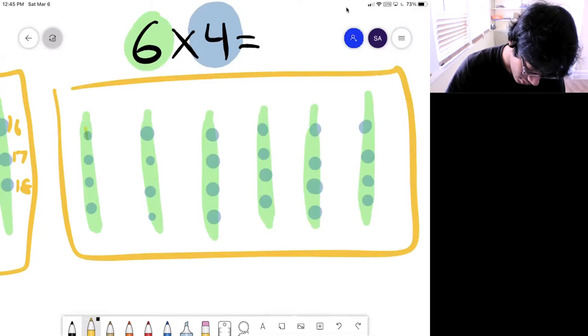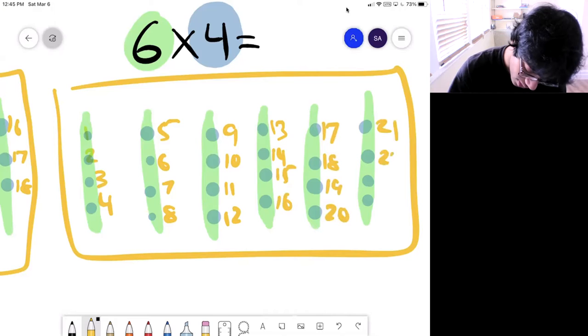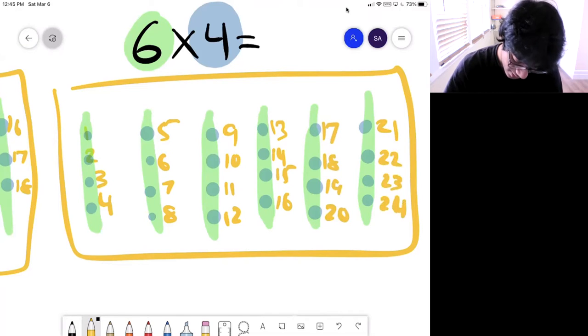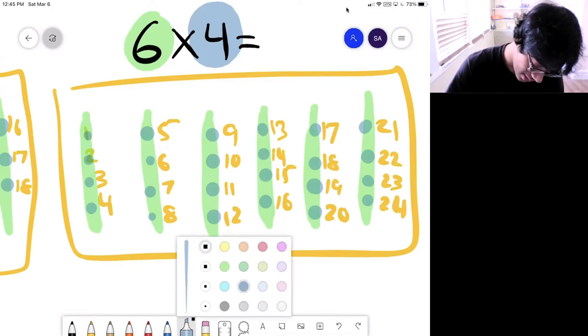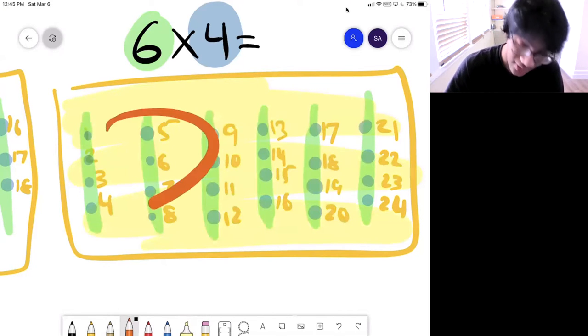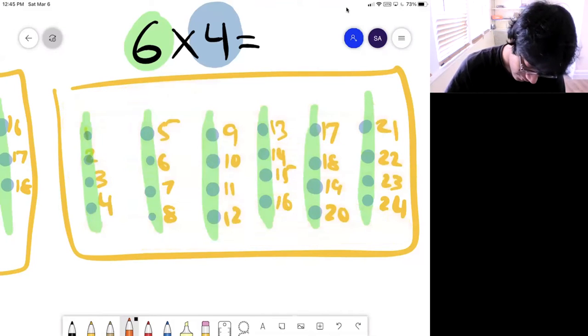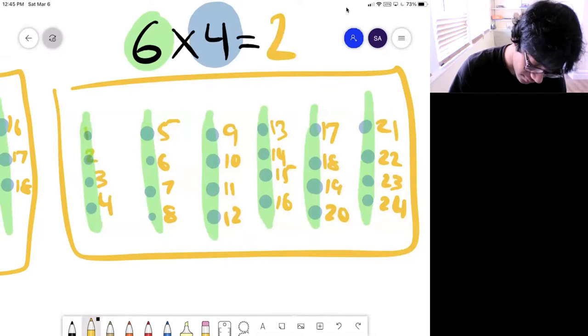Well, we got 1, 2, 3, 4, 5, 6, 7, 8, 9, 10, 11, 12, 13, 14, 15, 16, 17, 18, 19, 20, 21, 22, 23, 24. And so, how many dots in this whole shebang? Well, we got 24 dots. So, what is 6 times 4? Well, it's going to be 24.